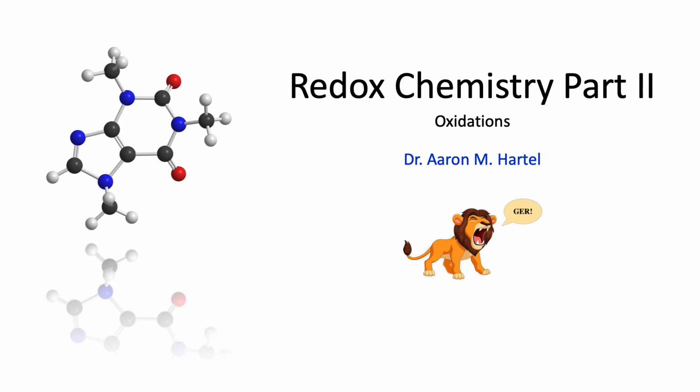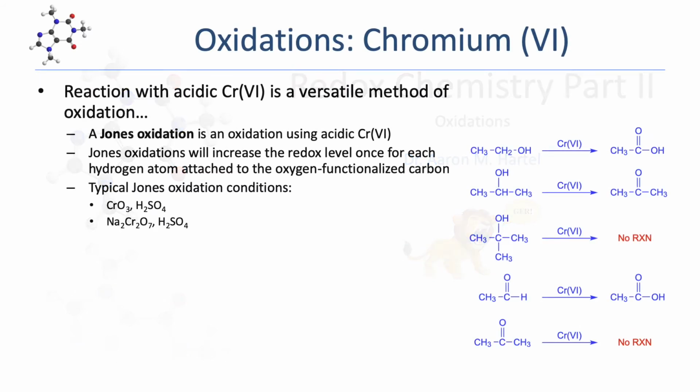In this lesson, we're going to continue our look at redox chemistry, focusing on oxidations. Remember that an oxidation is an increase in the redox level. Among the oldest and most general oxidations are the chromium 6 oxidations, collectively referred to as Jones oxidations.